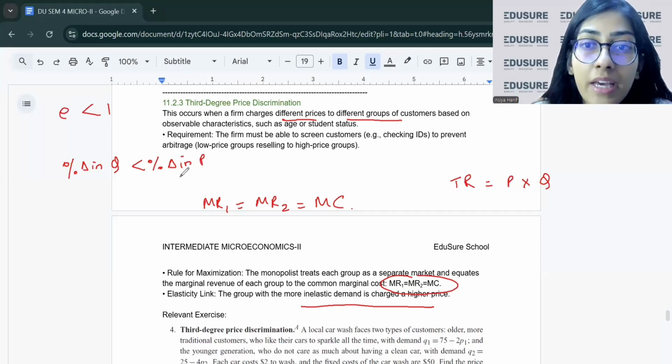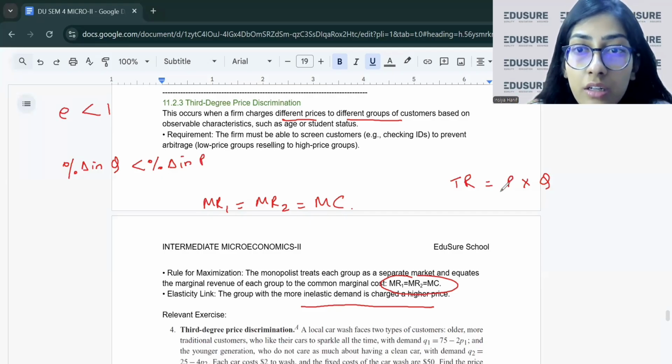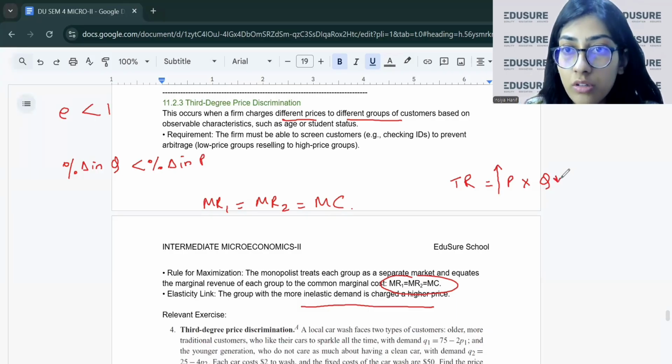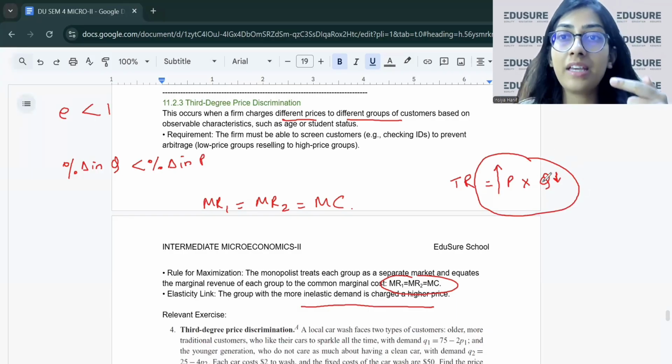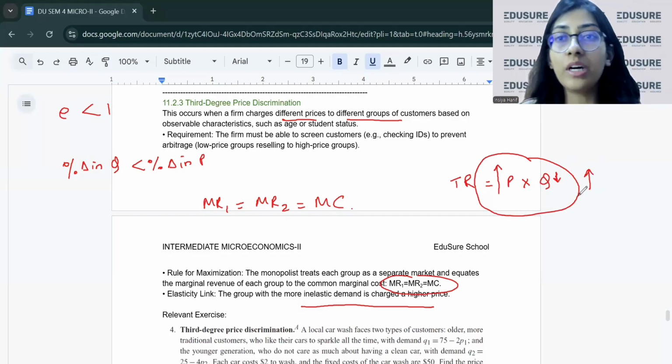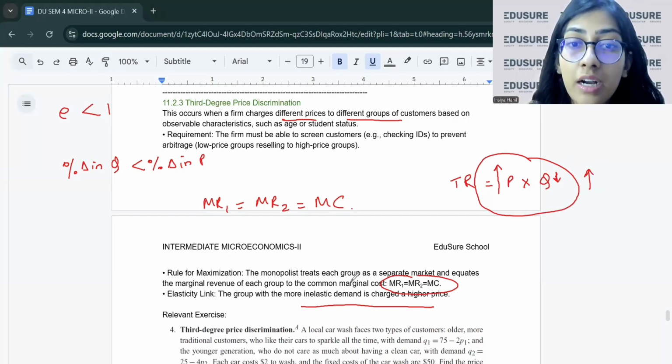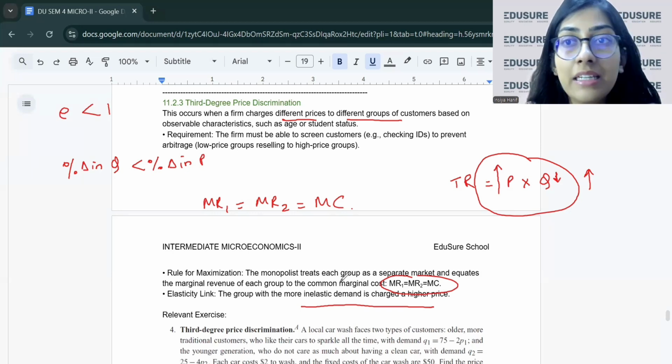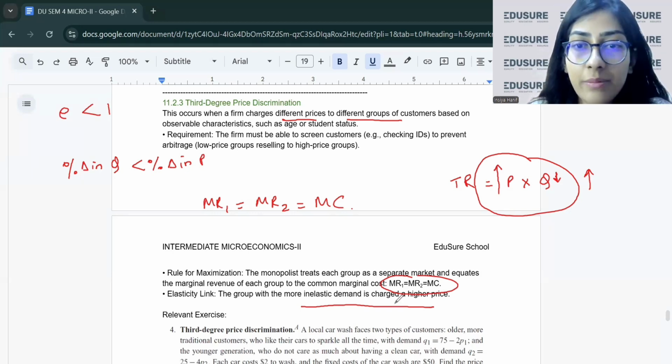So what this means is that if the price increases even a little, the quantity is only falling by a smaller proportion. So overall the increase in the price will outweigh the decrease in the quantity, so total revenue also goes up. So a monopolist or anyone can increase their profits if demand is inelastic and they increase the price. So the group with the more inelastic demand is charged a higher price.